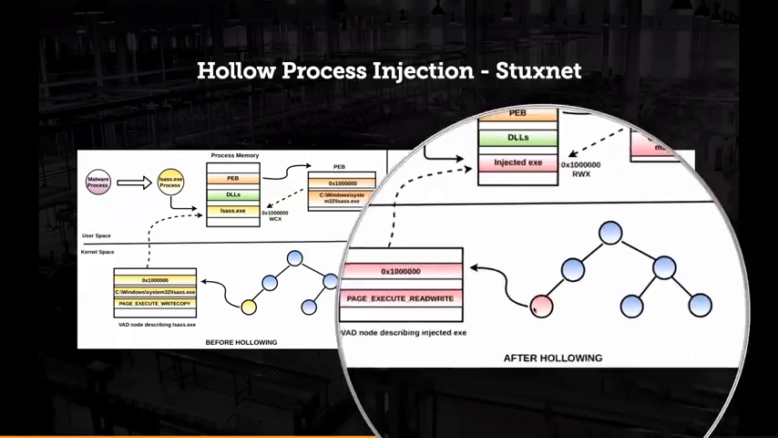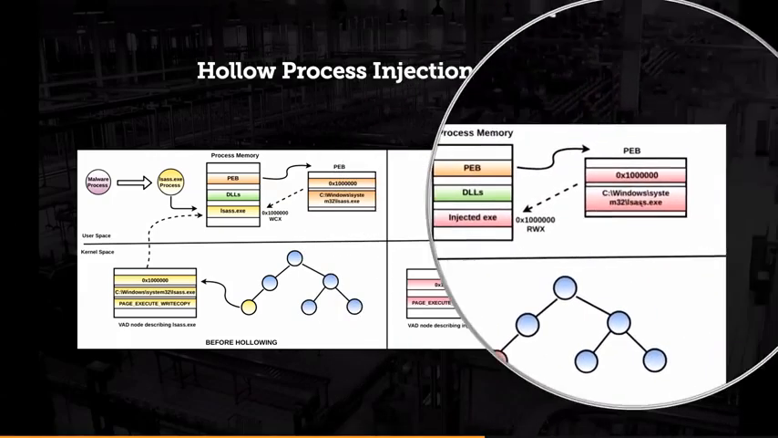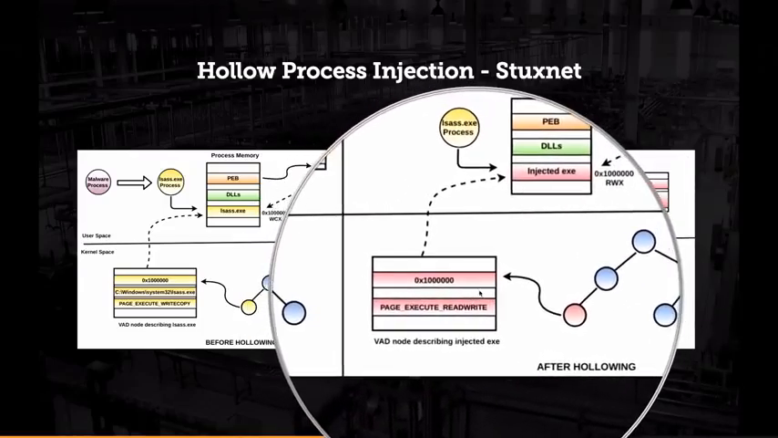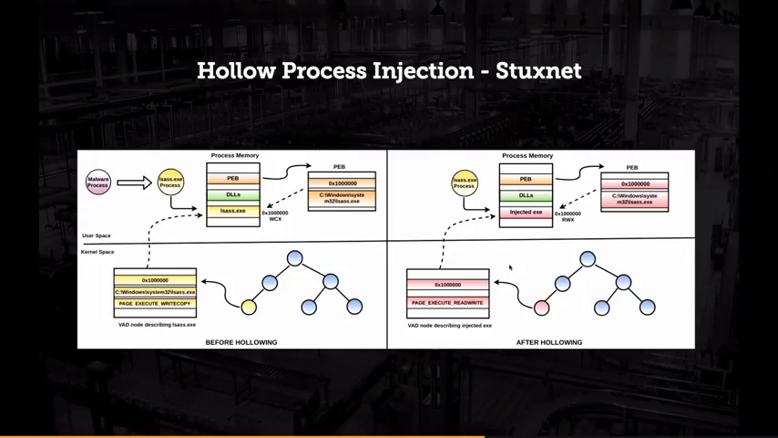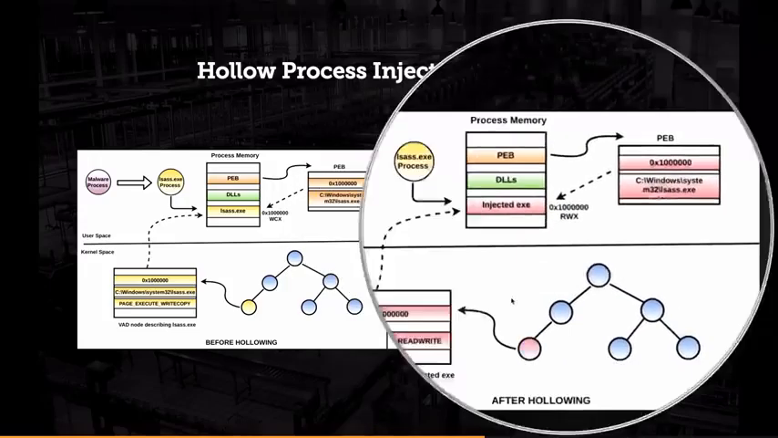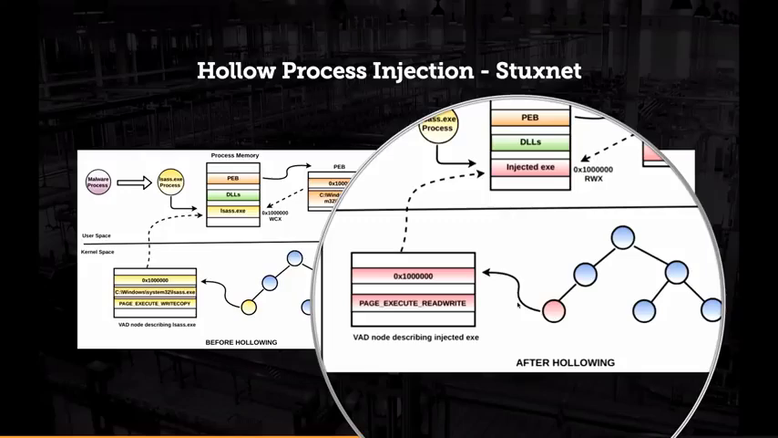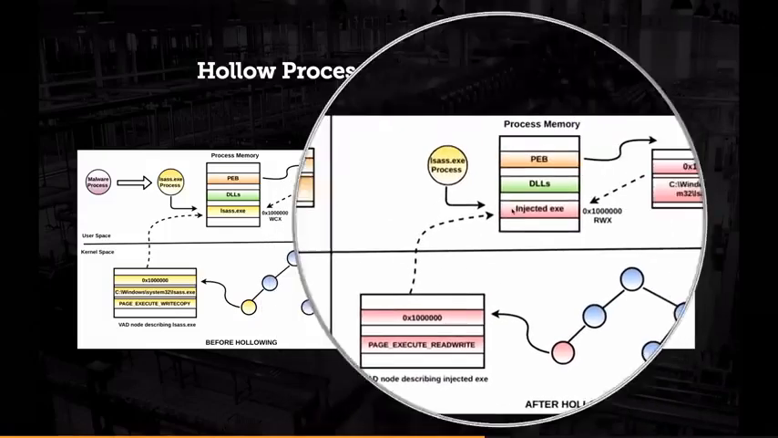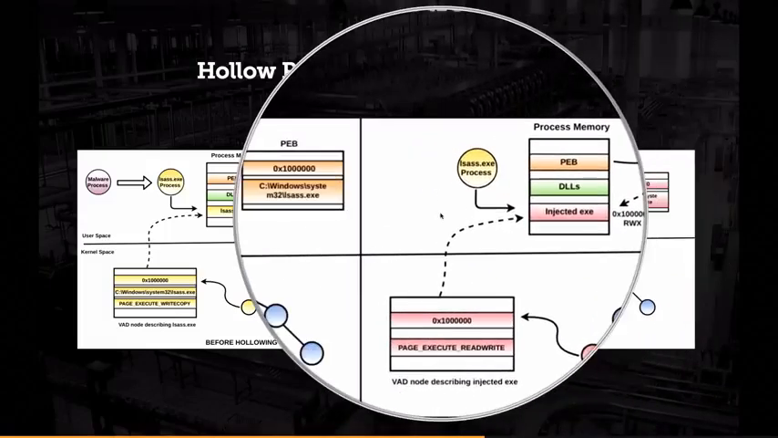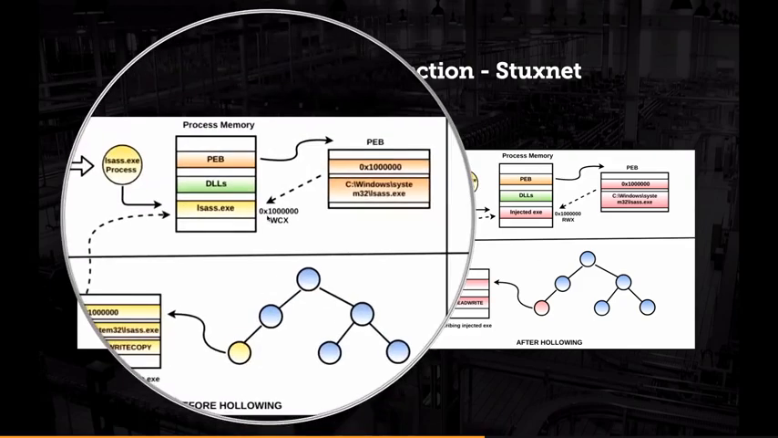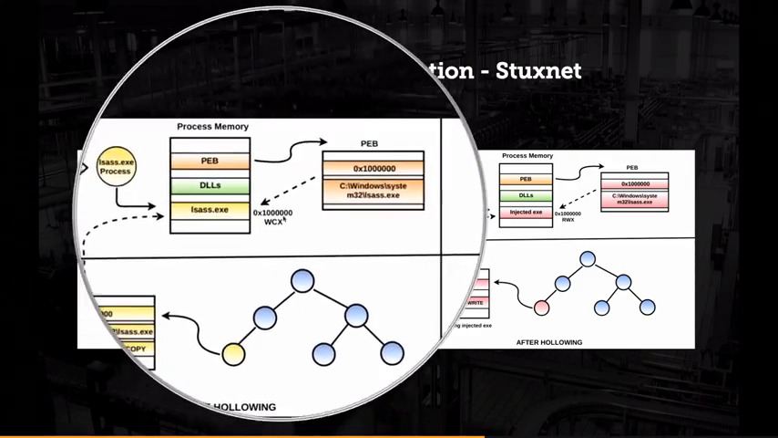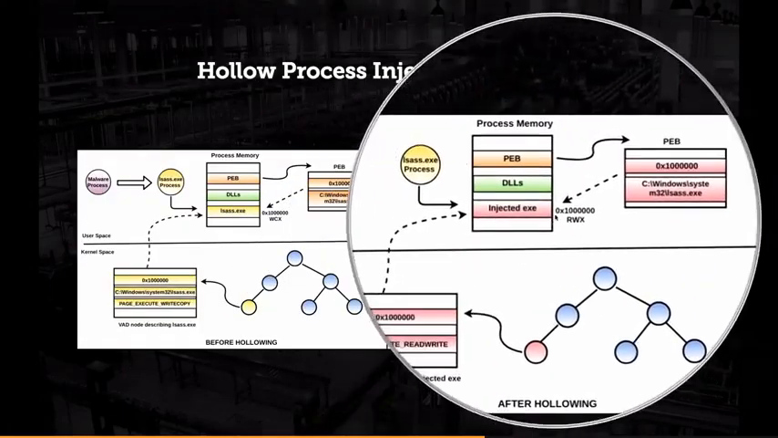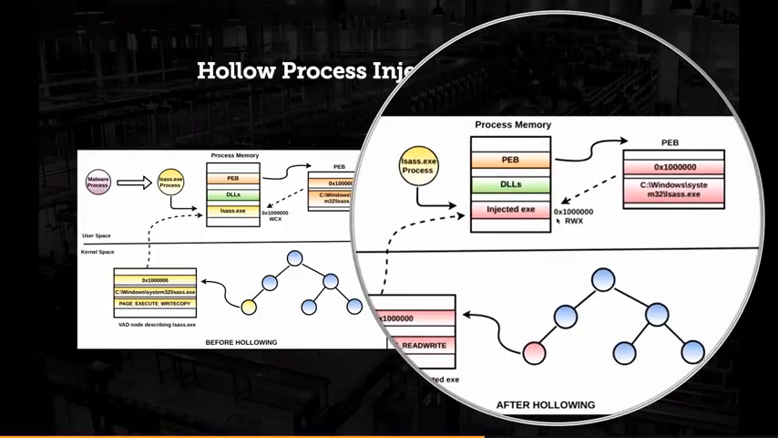Now, notice the discrepancy here. The PEB still thinks at this address there is lsass.exe, but the VAD does not have a reference to that executable. Okay? So this discrepancy between the PEB and the VAD can be used to detect hollow process injection. So what is the discrepancy? The PEB contains the full path, the VAD does not contain the path to the executable. And another discrepancy is the memory protection. Remember, when an executable is normally loaded, it should have a memory protection of page execute write copy. But after hollowing out, it has a memory protection of read write execute, which is not normal.